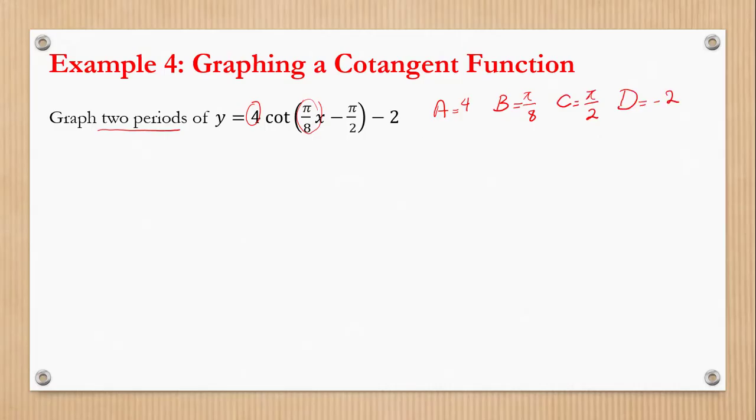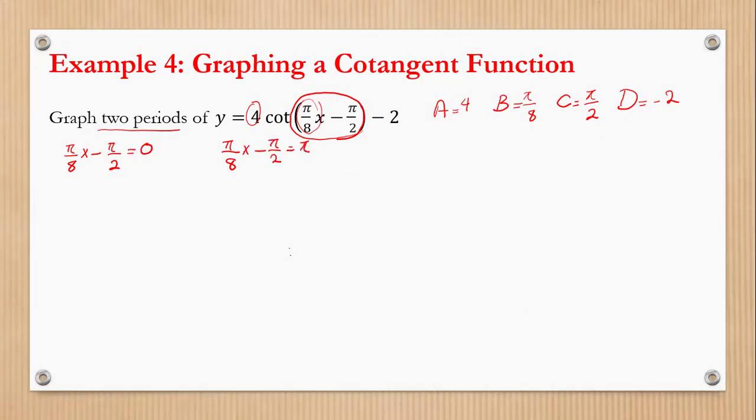So based on the numbers for A, B, C, D, I can see that this graph has a vertical shift and also a phase shift. Now it's time to find the asymptotes. To find the asymptote, anything that's inside the parenthesis, which is pi over 8x minus pi over 2, you must set it equal to 0 and equal to pi, because that's a cotangent function.